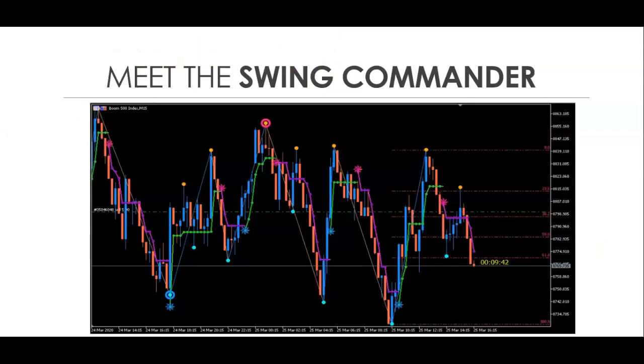But then there are still a number of people that would prefer to just have access to a system that can help them, that can pinpoint where they should make an entry and pinpoint when they should make an exit. All right. So I'm delighted to introduce to you the Swing Commander. The Swing Commander is our new proprietary system for you to place a trade, use the signals to swing trade, basically.